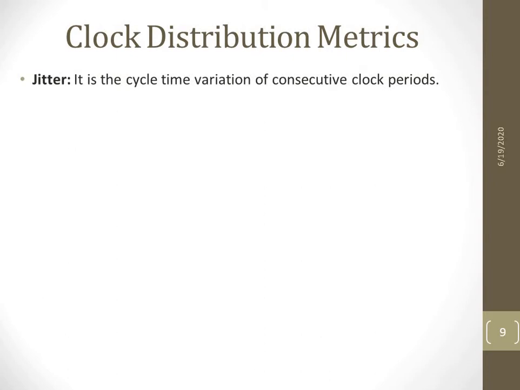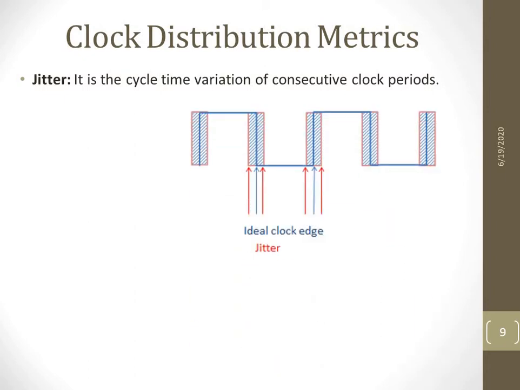Next is jitter. It is the cycle time variation of consecutive clock periods. See, if one clock time period is, suppose, 10 nanoseconds, and the second clock cycle which arrives is, suppose, 8 nanoseconds, so in consecutive clock periods, if it is changing, then we call it jitter.